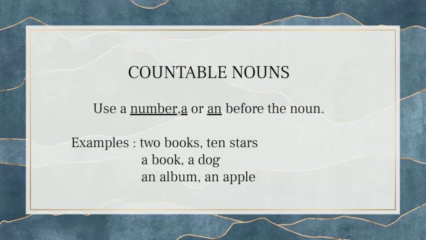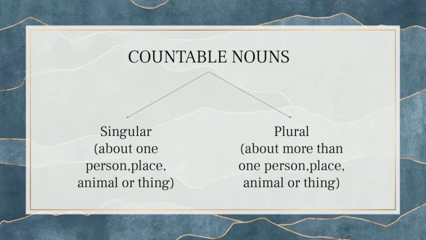Let's move to the last example, that is an apple. Apple. In this word also the first letter is a, so it is a vowel. So that's why we have used an. Students, once again I'm repeating, we can use a number and words like a or an before the nouns. Students, countable nouns can be two forms. How many forms? Two forms. One is singular and another one is plural.